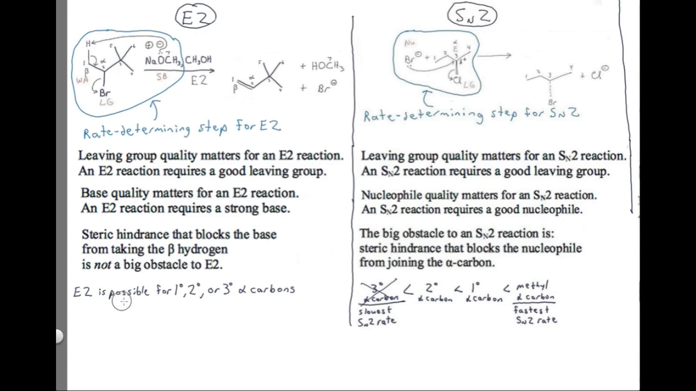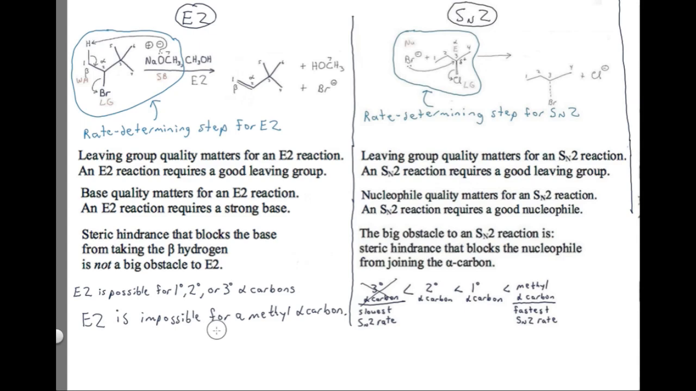As a result, E2 is possible for primary, secondary, or tertiary alpha carbons. E2 is possible for any of these types of alpha carbons. Even an alpha carbon with a lot of steric hindrance, like a tertiary, does not prevent an E2 reaction from occurring. So we've seen before that tertiary alpha carbons have too much steric hindrance for SN2, but they don't have too much steric hindrance for E2 because steric hindrance is not a big obstacle for E2. By the way, for a different reason, E2 is impossible for methyl alpha carbons.